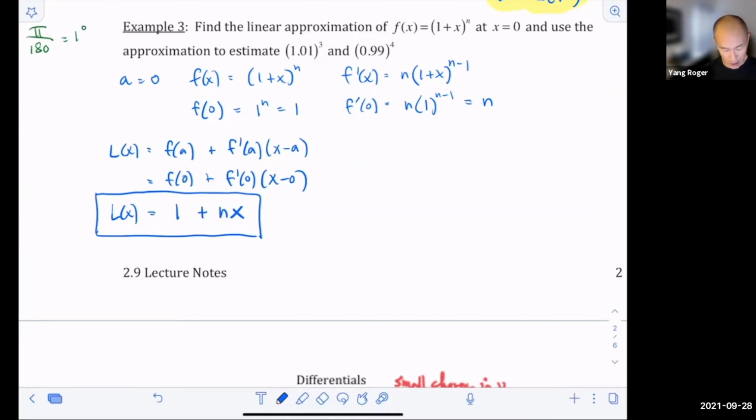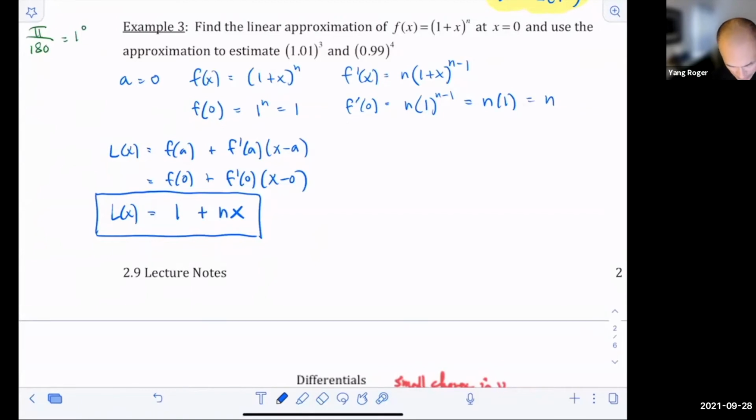Some student asks why is f prime of 0 equal to n? So I calculate the derivative right here, right? F prime of x, you bring down the n in front, it's 1 plus x to the n minus 1. Now when I plug in 0 for x, I'm going to get 1 plus 0 is 1 to the n minus 1 like this. But 1 to any power is just 1, right? So really this is just n times 1, which is equal to n. Does that make sense? Okay.